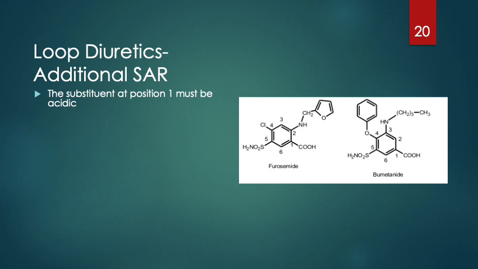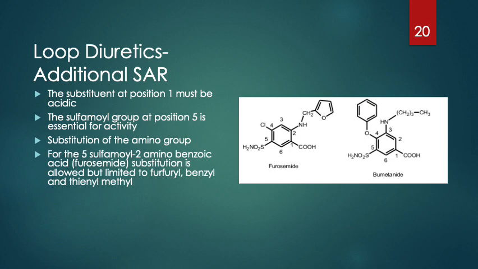So let's begin with this. The substituent at position 1 must be acidic. Okay, the substituent at position 1 must be acidic. If you lose the acidity, you lose the activity. The sulfamyl group at position 5 is essential for activity when it comes to furosemide and bumetanide. Okay, the sulfamyl group at position 5 is essential for activity.